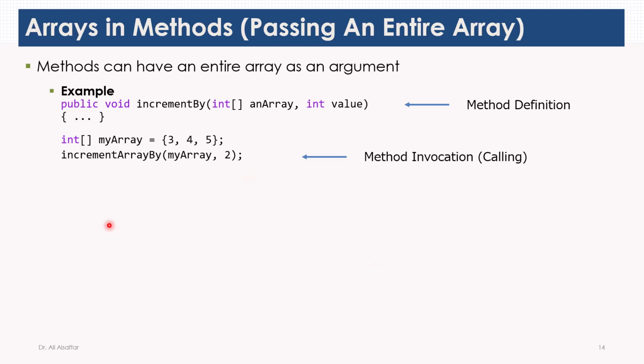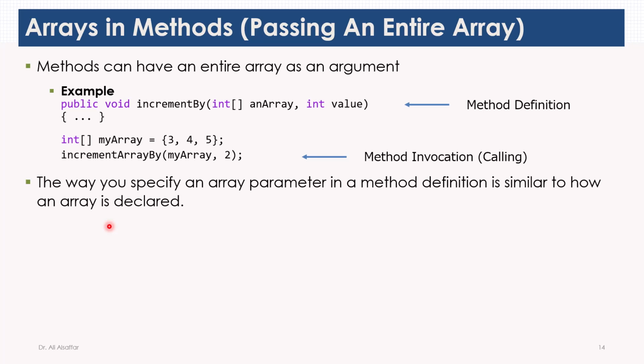So let us talk in detail about how to define an array as an argument when you define a method. The way you specify an array parameter in a method definition, like this example, is similar to how an array is declared in a program. Here is an example of how you define this array: you write the base type, square brackets, and the name. Similarly for arguments, if you want to define an array as an argument in a method, you do exactly the same. You put the base type, square brackets, and the name of the array. And this name will be the name of the argument that will be used inside the method.